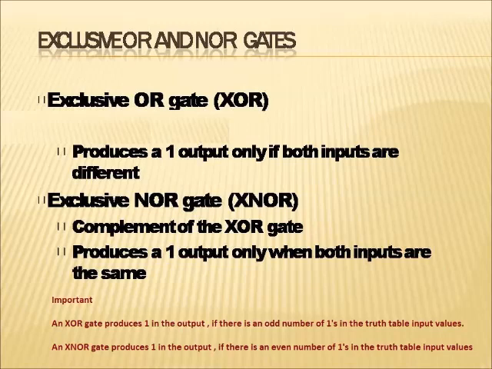So another easier way of understanding the XOR gate and XNOR gate: in the case of an XOR gate, it produces 1 in the output if there is an odd number of 1s in the input values. In the case of XNOR, it produces 1 if there is an even number of 1s in the input values.